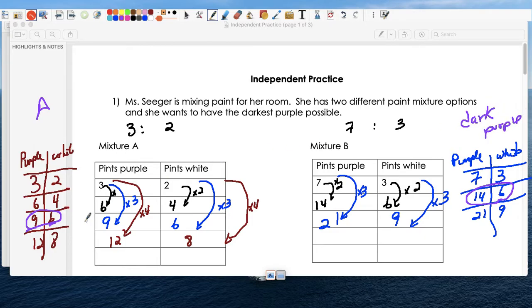Now here you have 6 white con 9 purple, okay? Entonces, no hay mucho purple. Entonces va a ser un color más flaquito. So, which one is the darkest one? The darkest one va a ser esto, la mixtura B. Si tú quieres usar dark purple, úsate esta mixtura, 7 purple con 3 blancos.